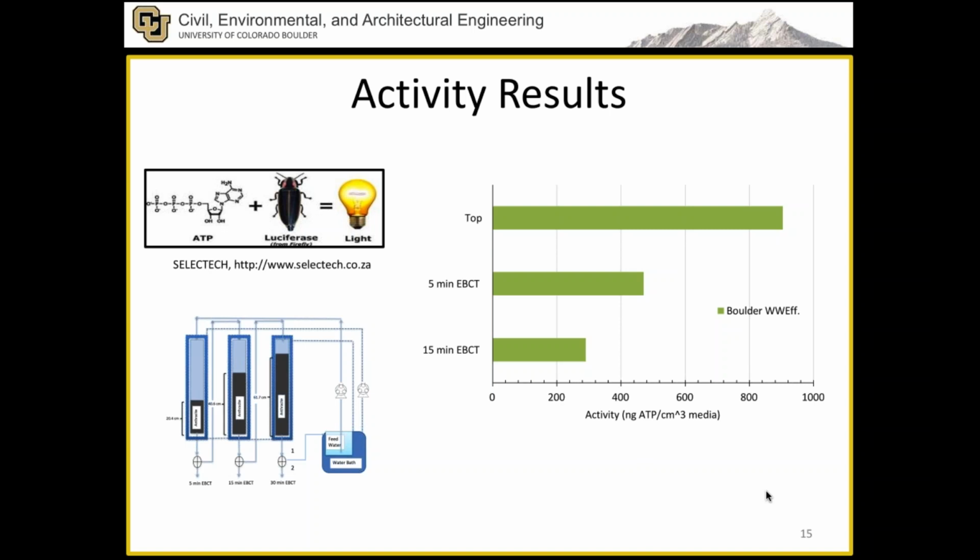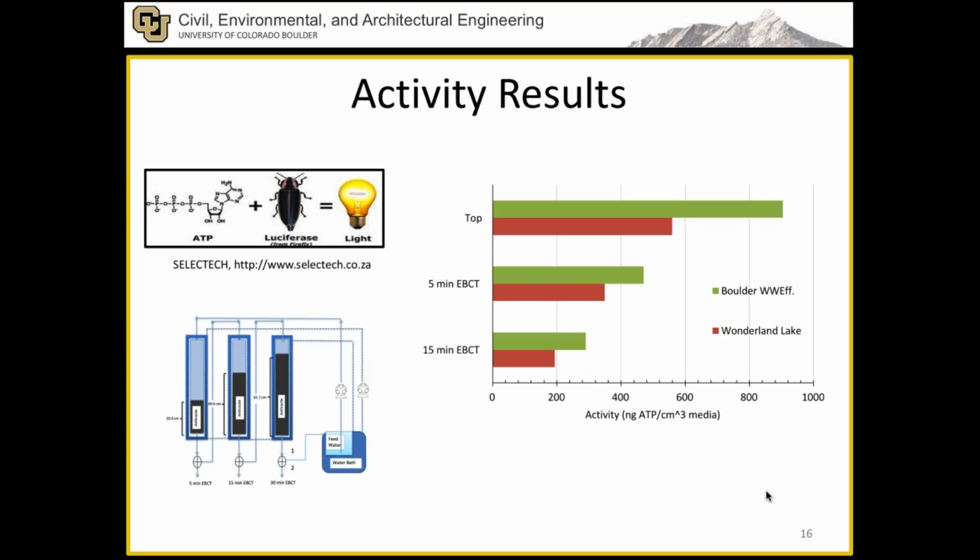In this chart, you're seeing activity in nanograms of ATP per centimeter cubed media, and then each of the sample points: top, 5-minute empty bed contact time, and 15. This green bar shows the Boulder wastewater effluent water. So the top had around 900 nanograms, and then it decreased with bed depth, which is what we saw in the literature.